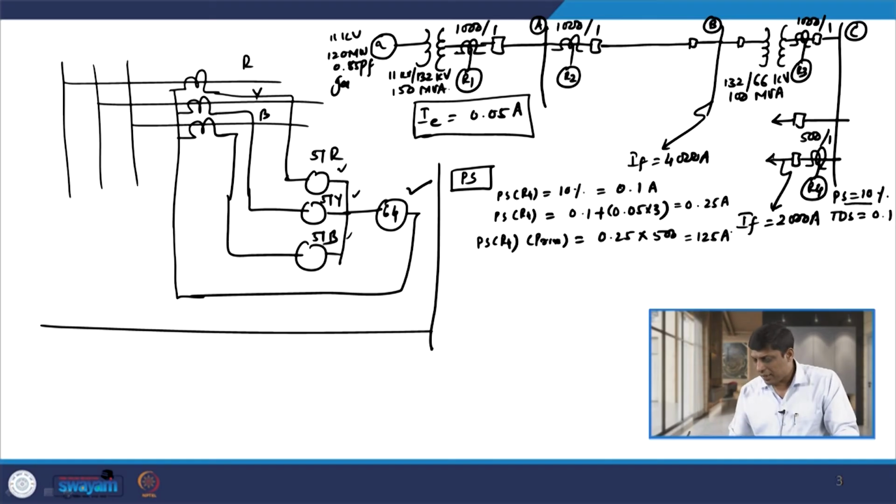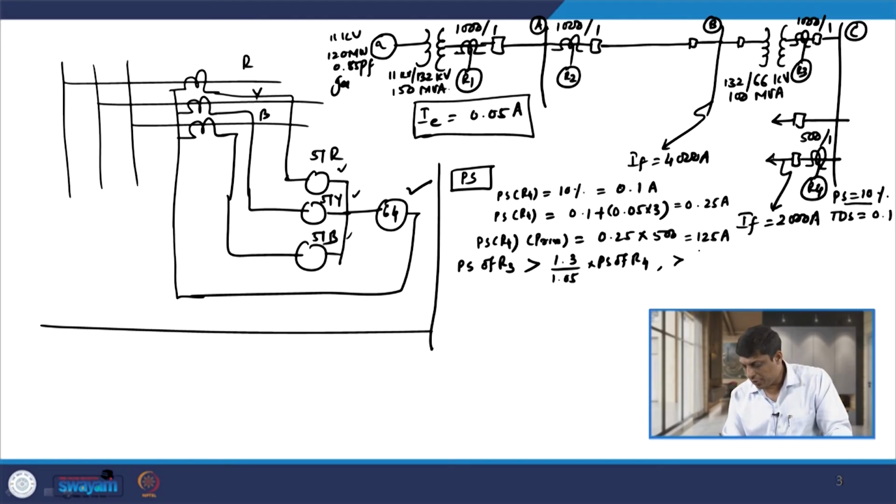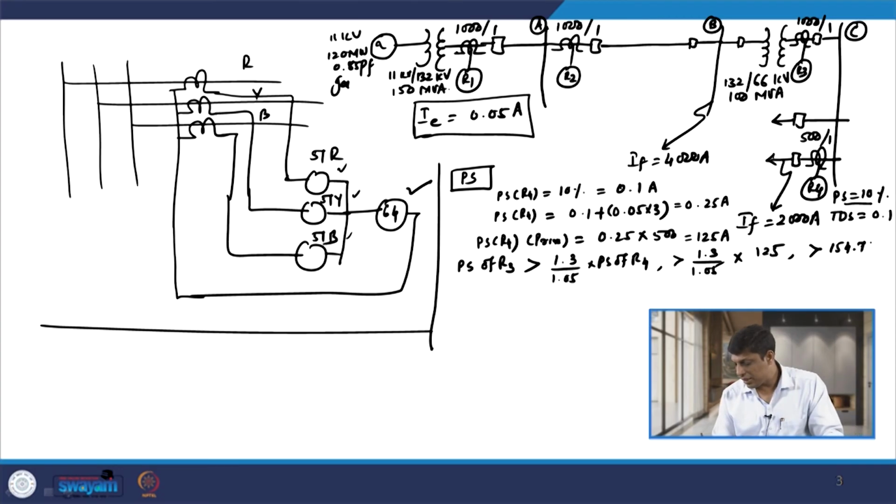So, when we decide the plug setting of relay R3, it is given by greater than 1.3 to 1.05 into the plug setting of relay R4 on the primary side. So, this value is 1.3 divided by 1.05 into 125. If I calculate, this value should be greater than 154.76, this is the primary side, primary of relay R3.